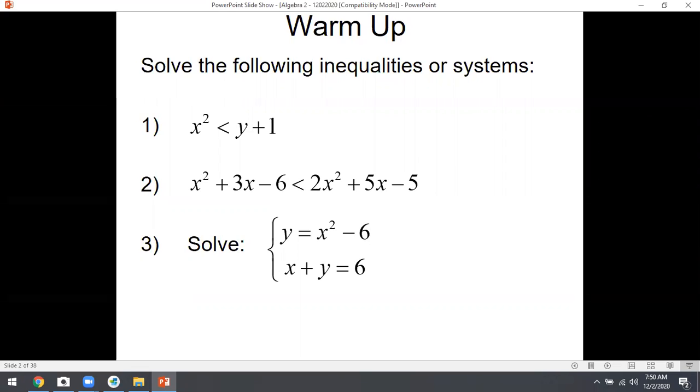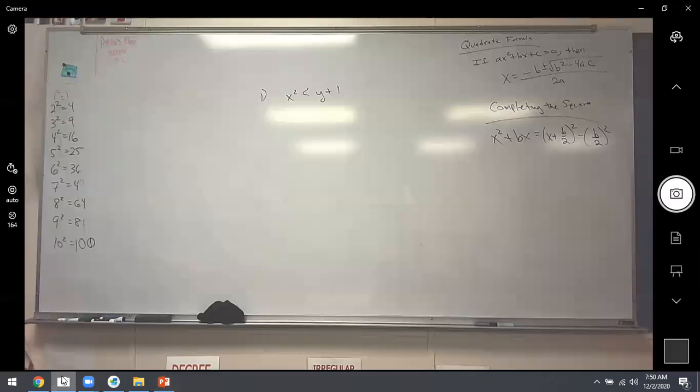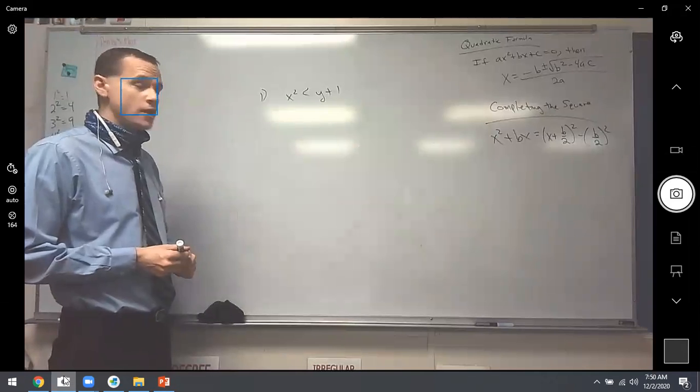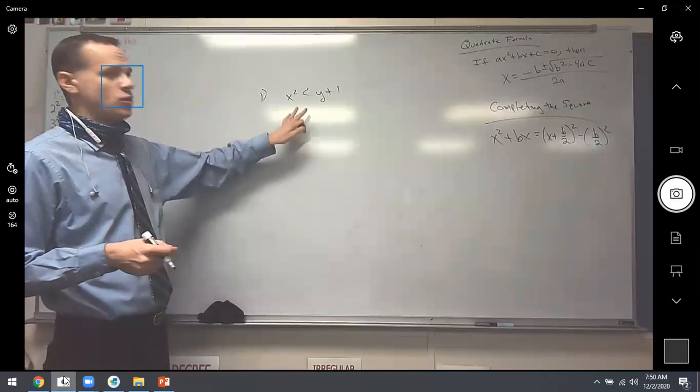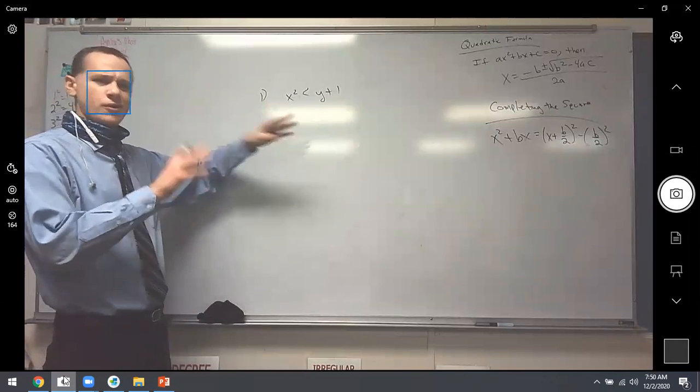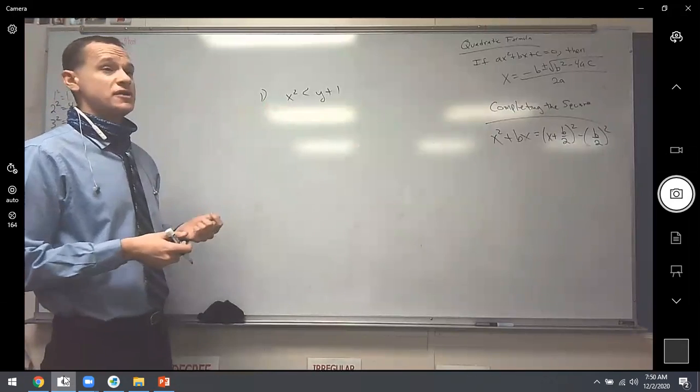Okay, so number one today, we have this inequality. It's got a mix of x's and y's. So if there's x's and y's, that's a key to you that there's going to be some shading involved. You're going to be shading above or below or things like that. So in this particular case, you want to graph it first. Now, this is not set to graph right away because you usually have y by itself, right? Y equals something, so get y by itself.